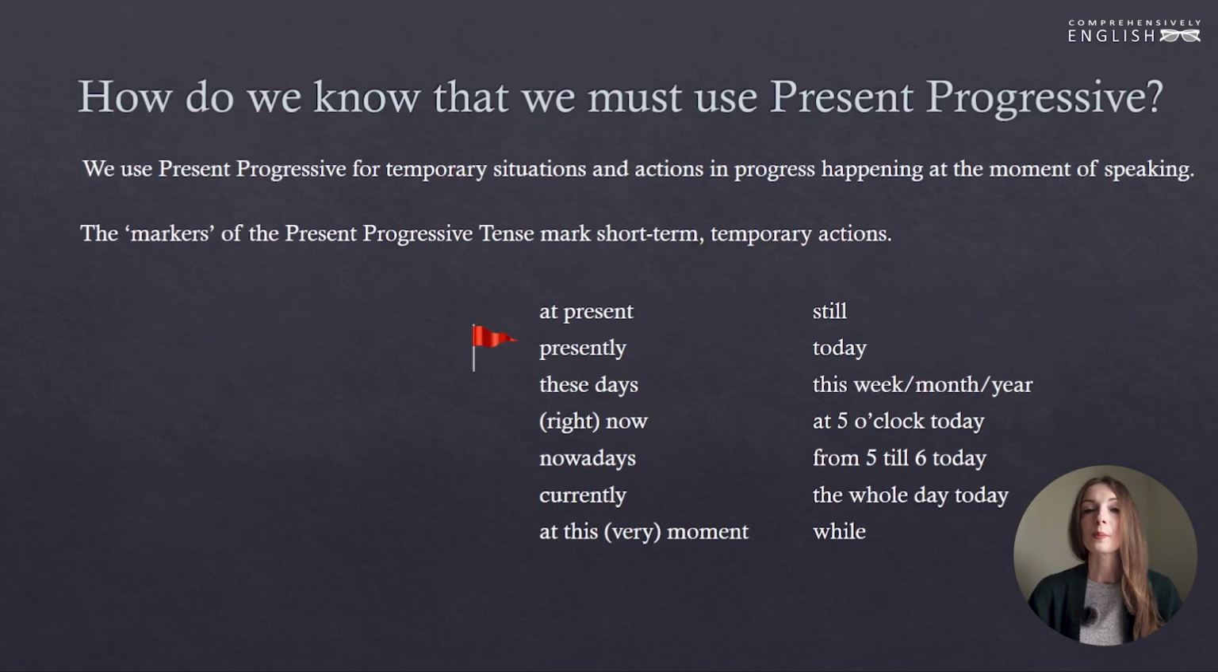How do we know that we must use the present progressive tense? The present progressive tense is used for temporary situations and actions in progress that are happening right now at the moment of speaking. Please note that when I say right now, I don't necessarily speak about this particular moment. Your now can be bigger. Your now can be this week. Your now can be this year sometimes. That will depend on the context.